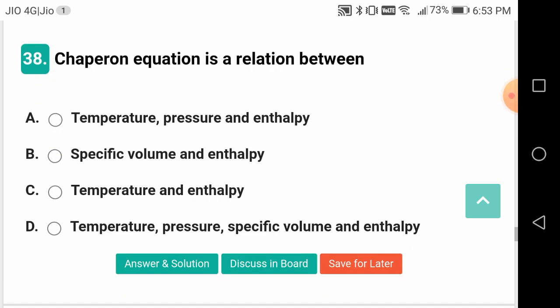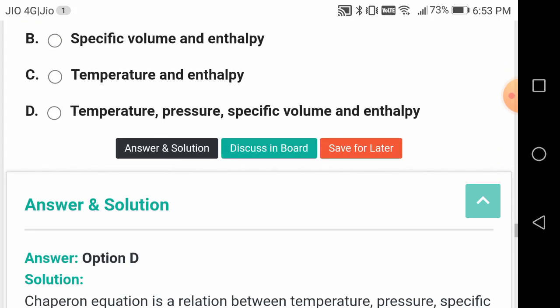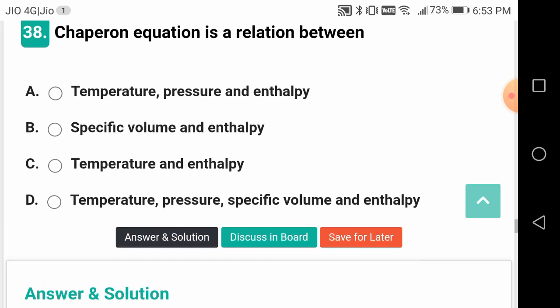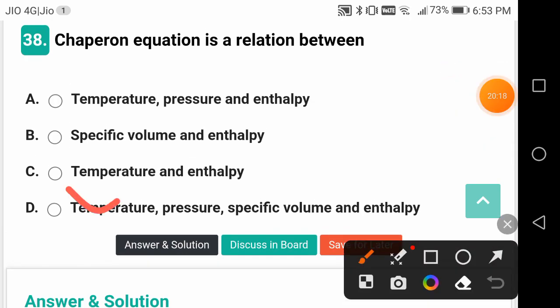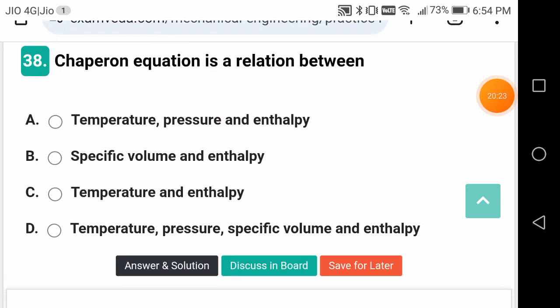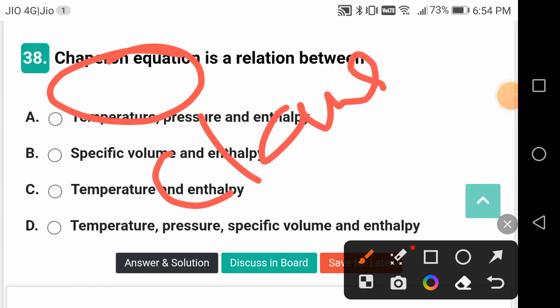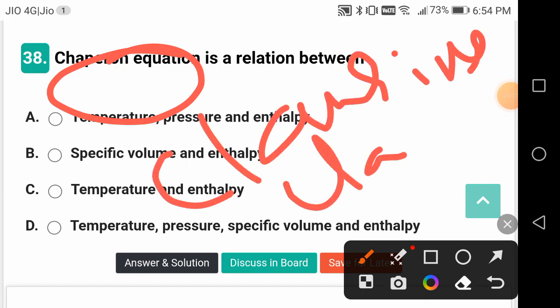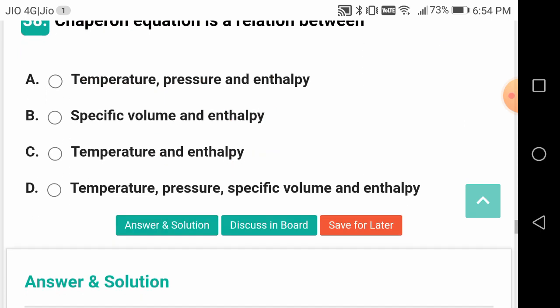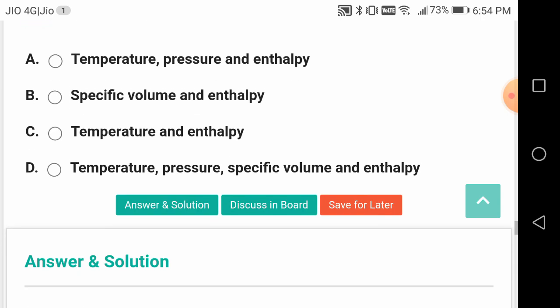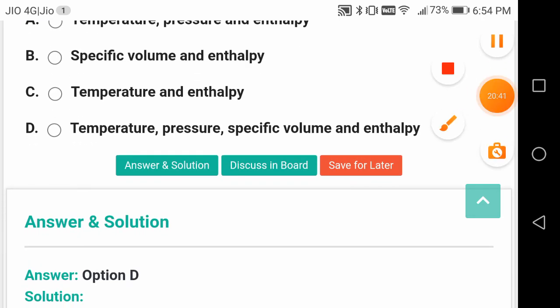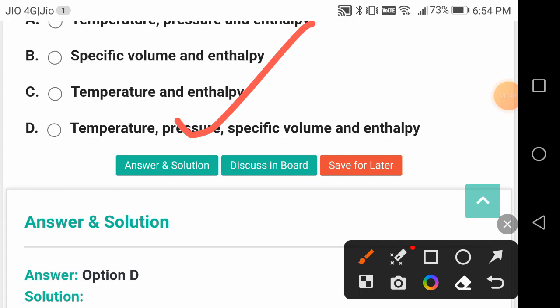The equation relating temperature, pressure, specific volume and enthalpy. It is not Chaperon, it is Clapeyron. To be specific, it is the Clausius-Clapeyron equation. So this is basically a relationship between temperature, pressure, specific volume and enthalpy. This is a good question, friends. All are involved: temperature, pressure, specific volume and enthalpy.